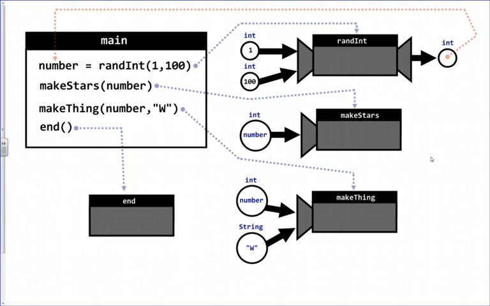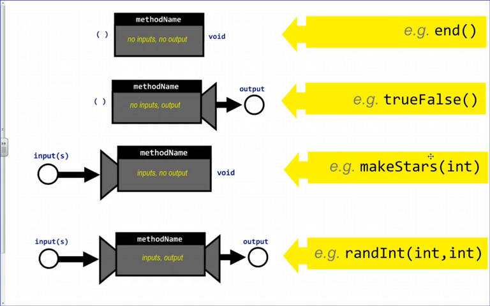Now, if I go to the next thing here, it's that idea that you can have methods with no inputs, no outputs. No inputs, it could also just have an output, or it could have inputs and no outputs, or it could have both inputs and outputs. It's what you need it to do, right? Sometimes it needs to do different things. Okay.